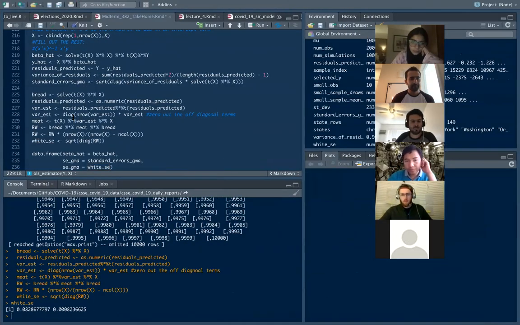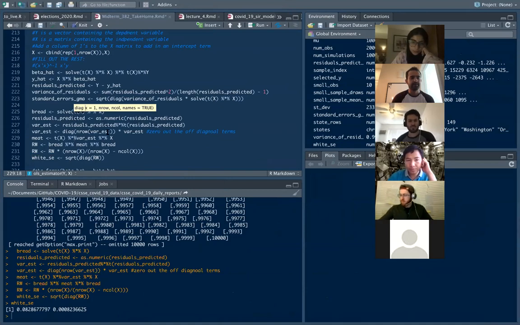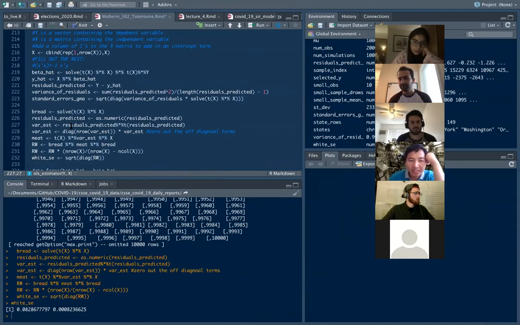Okay, so going back to the white standard errors. I know it's a lot to keep jumping back and forth, but basically the problem is solved. You have to zero out the non-diagonal terms in the variance covariance matrix to do the white estimator. That's it. So that's what we were missing.